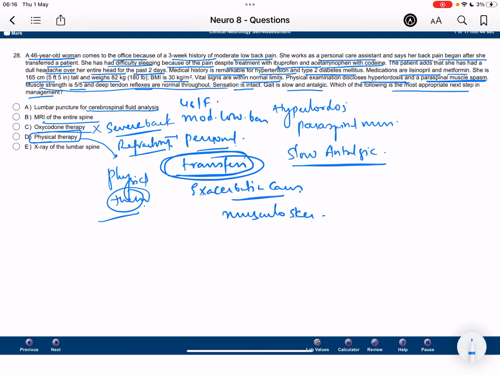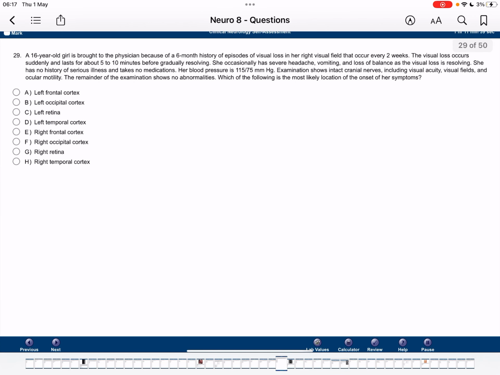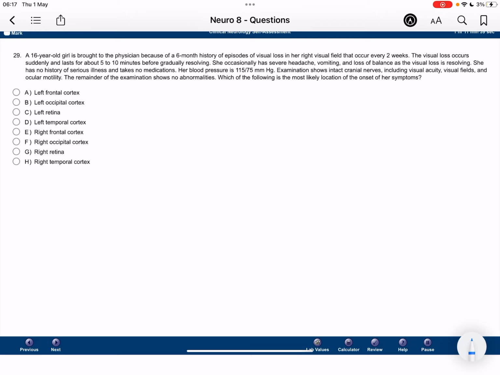Physical therapy is nothing but massage or heat therapy. Whenever the patient has tenderness, please do check for any other alarming signs, and that will decide the investigations. X-ray of the lumbar spine is usually done if you are thinking of a fracture, but for this patient you don't need to do an X-ray of the lumbar spine. We'll see the next question. It's got plenty of options.